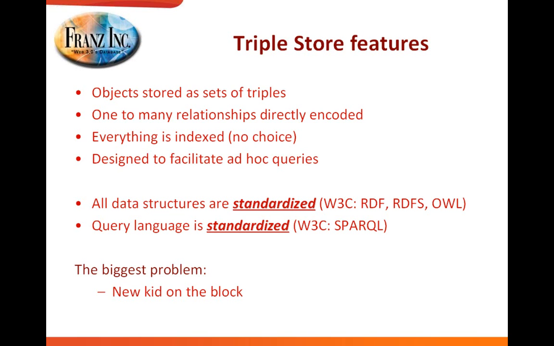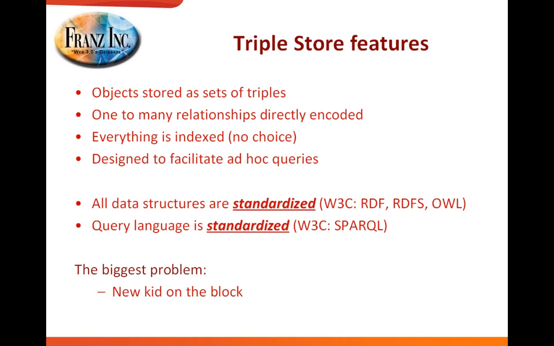And basically, triple stores are designed to make alpha queries a lot easier than with SQL. Fortunately, for triple stores, all the data structures are standardized by W3C. I guess most people in the audience will be familiar with RDF, RDFS, and OWL. And the great advantage is that you can take data from one triple store and put the data in another triple store, and it will just all work. And then there's a query language that is standardized, the language SPARQL. And again, the big hope is that like SQL, that will make it a lot easier to get adoption in the marketplace.